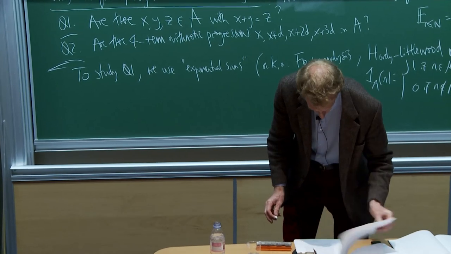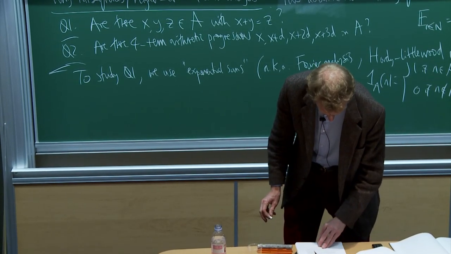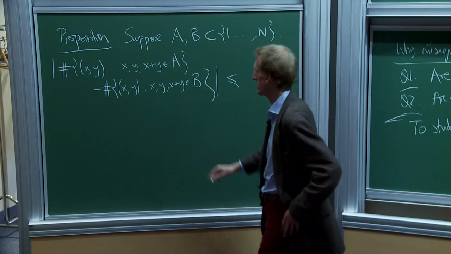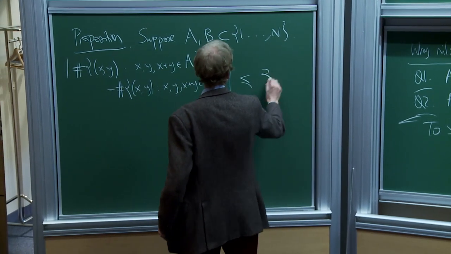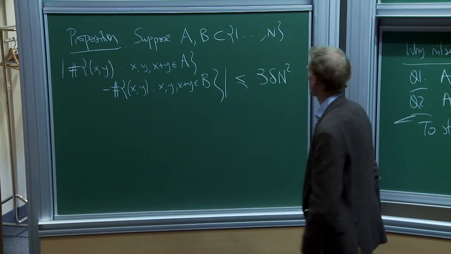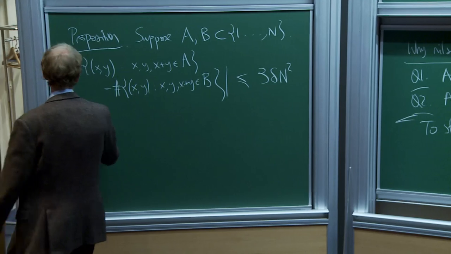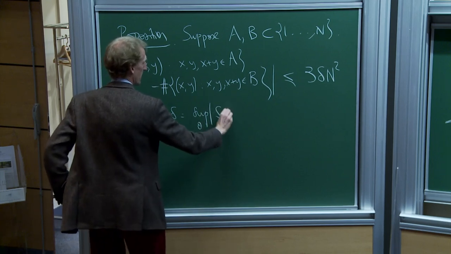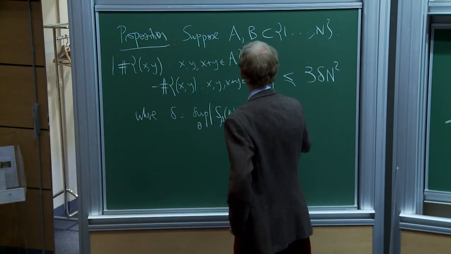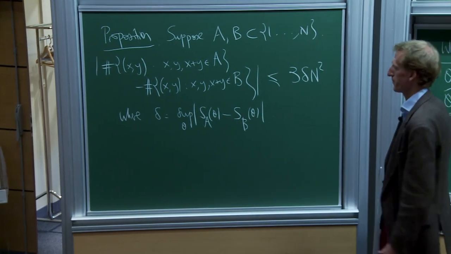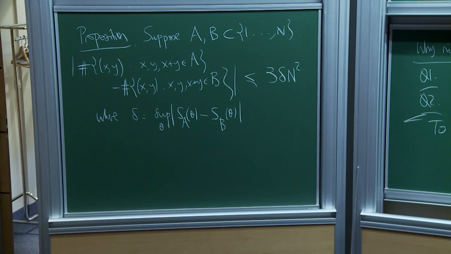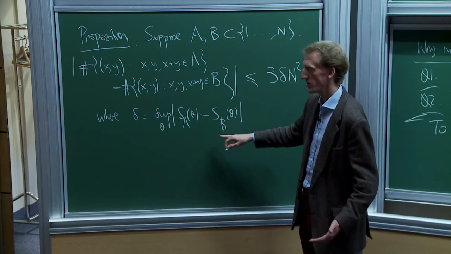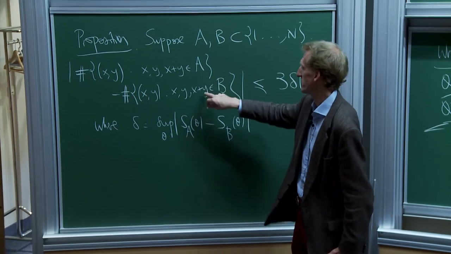So the conclusion is, yeah, if the exponential sums over A and B are close, then these two quantities are close. So this is bounded by 3 delta n squared, where delta is the supremum over theta of mod S sub A theta minus S sub B theta. So the way I'd like to think about this is exponential sums are a good enough tool for counting solutions to these things.